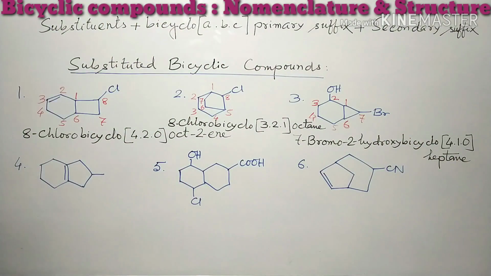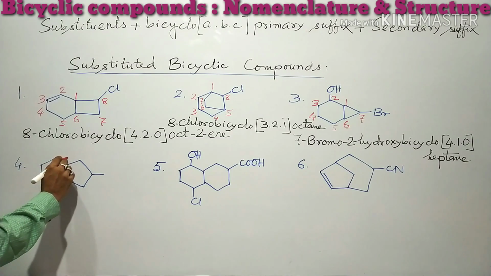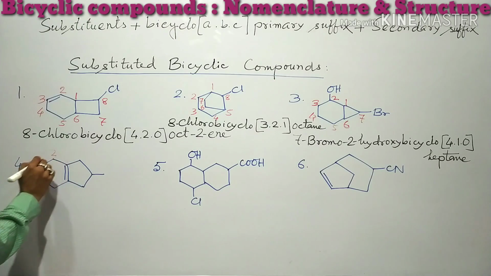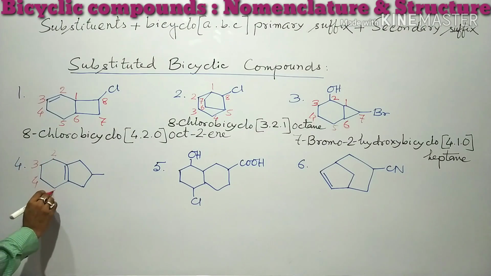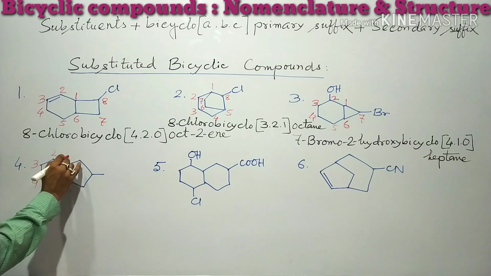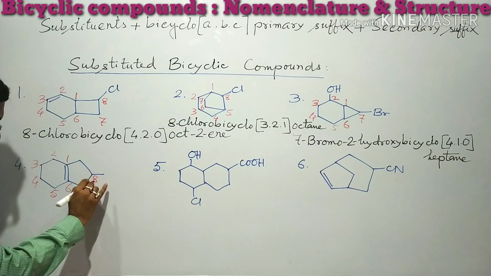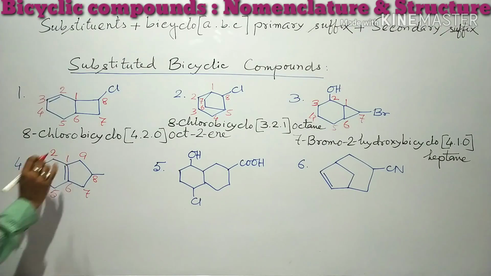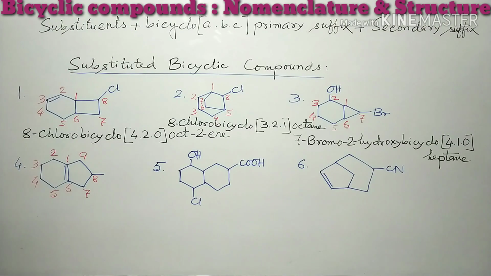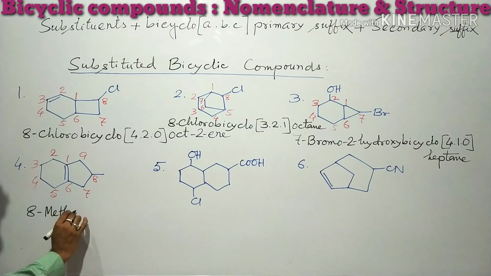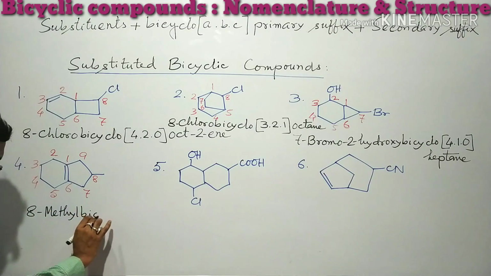Okay. What about the next one? The numbering starts from here. 1, 2, 3, 4, 5, 6, 7, 8 and 9. Name of the compound is 8-methyl. Methyl is here. It is 8-methyl bicyclo.